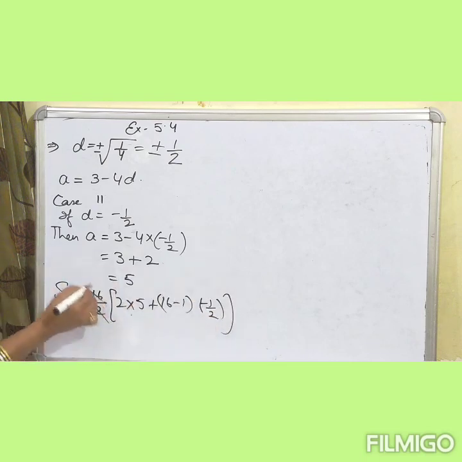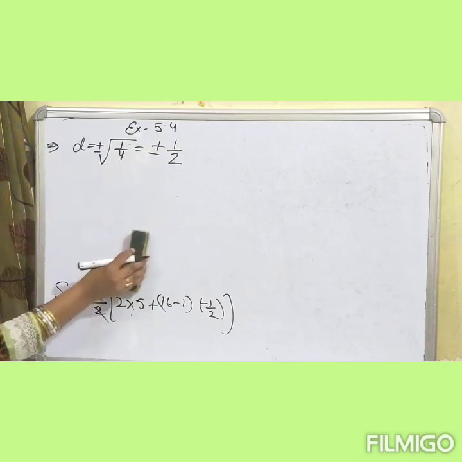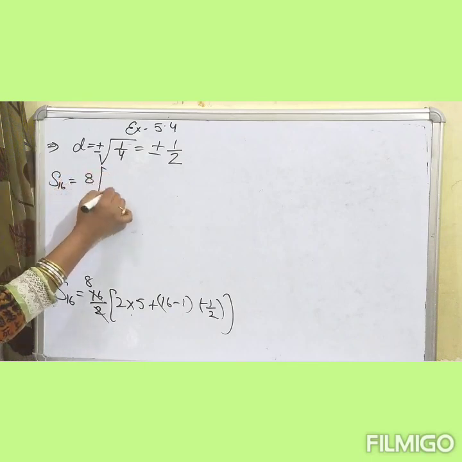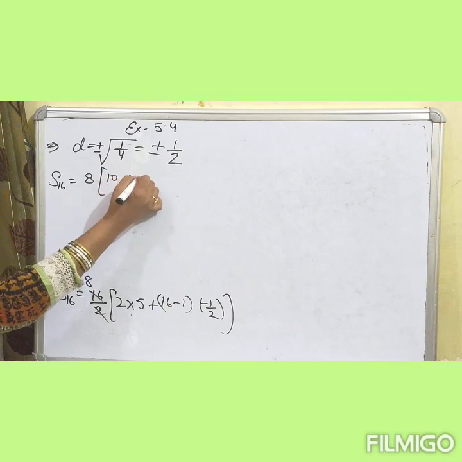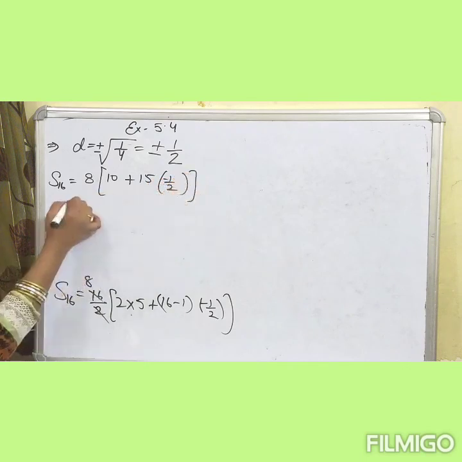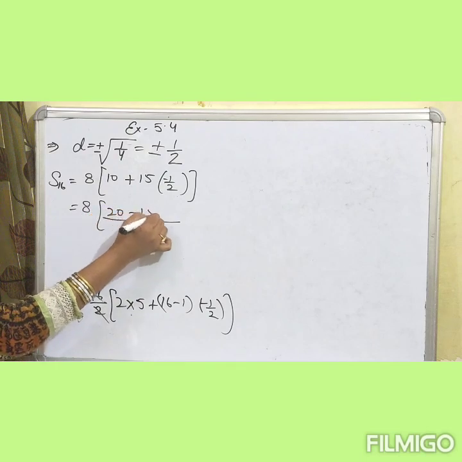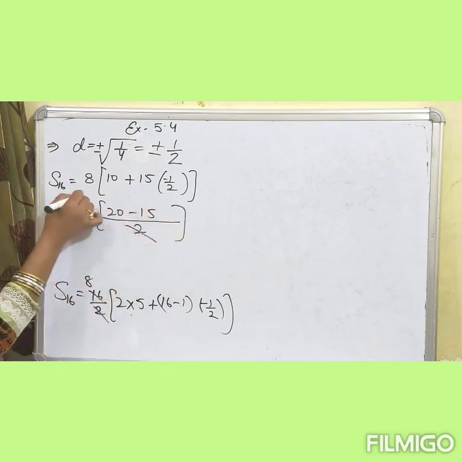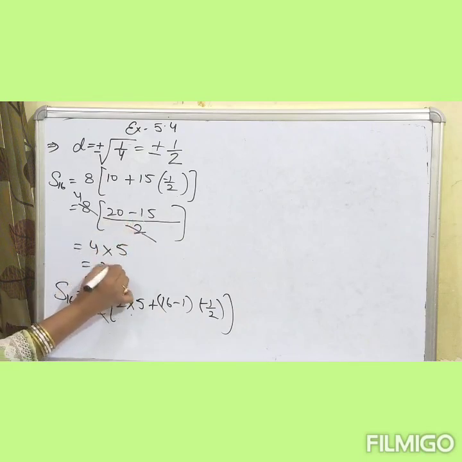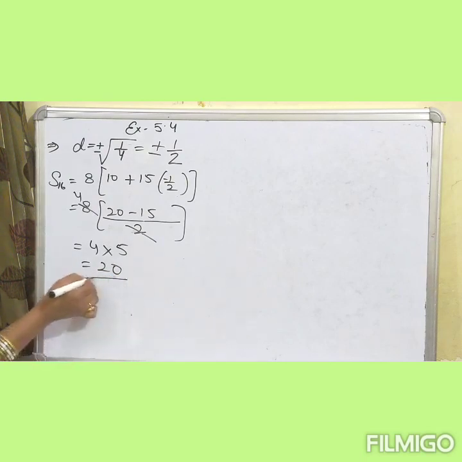So it will cut out, this is 8, and now S16 is equal to 8 into 2 5s are 10 plus 15 into minus 1 by 2. Take LCM again, this is 2, 20 minus 15, and this will cancel out, 4s are 4 into 20 minus 15 is 5, and 4 5s are 20. So from the second case, we get the value of S16 as 20.